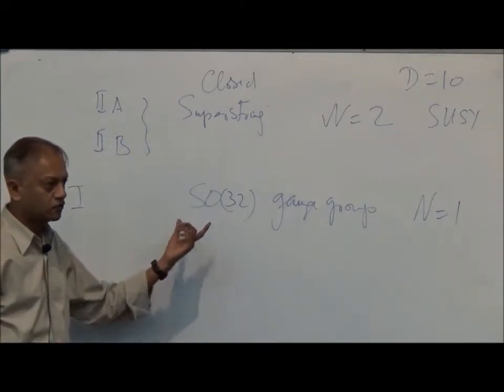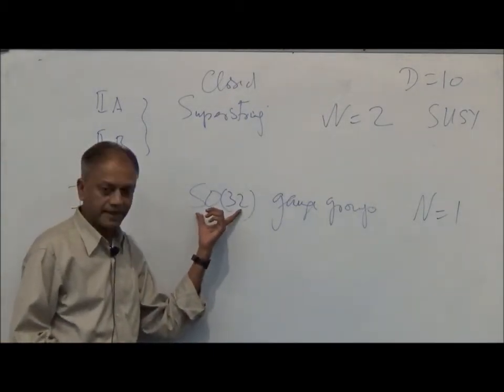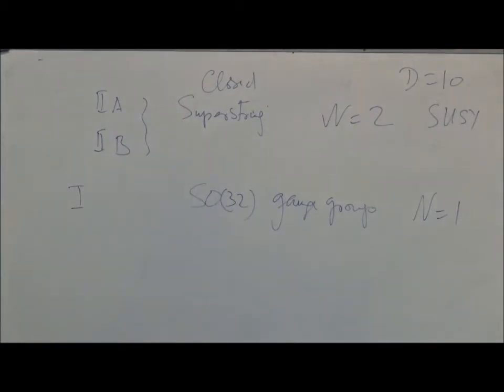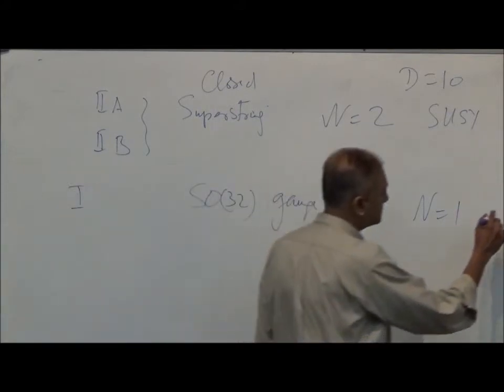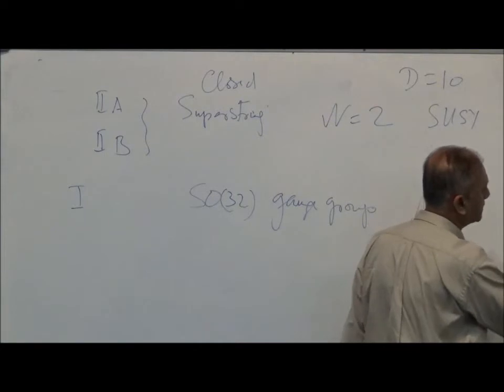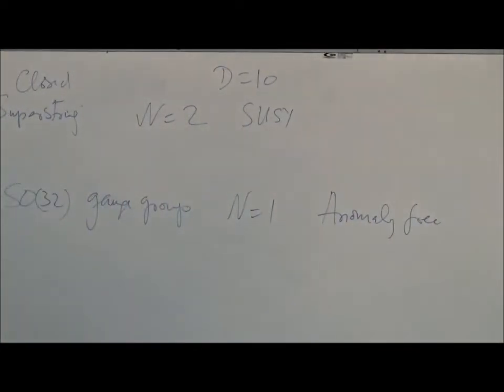And also, I think Clifford mentioned that SO(32) is one of the gauge groups for which there are no anomalies. There is no gauge anomaly, no gauge-gravitational anomaly. So this is an anomaly-free theory. Okay, so this was the story.